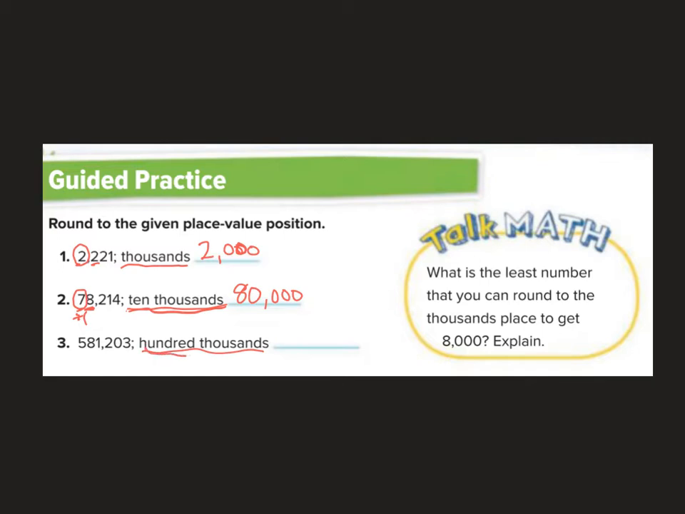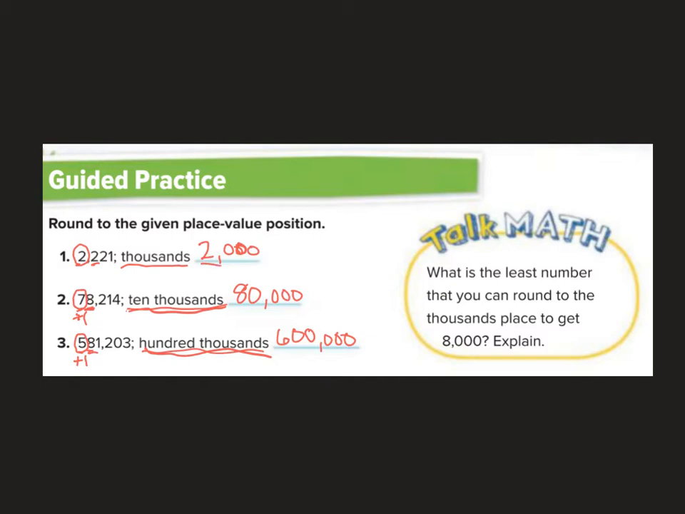Next, we have the 100,000s place. Ones, tens, hundreds, thousands, 10,000s, 100,000s. I don't know why I sing that to the Red Robin tune, but here we go. So we're going to underline our 8. 8 tells us add 1. So 5 plus 1 is going to get us 600,000.